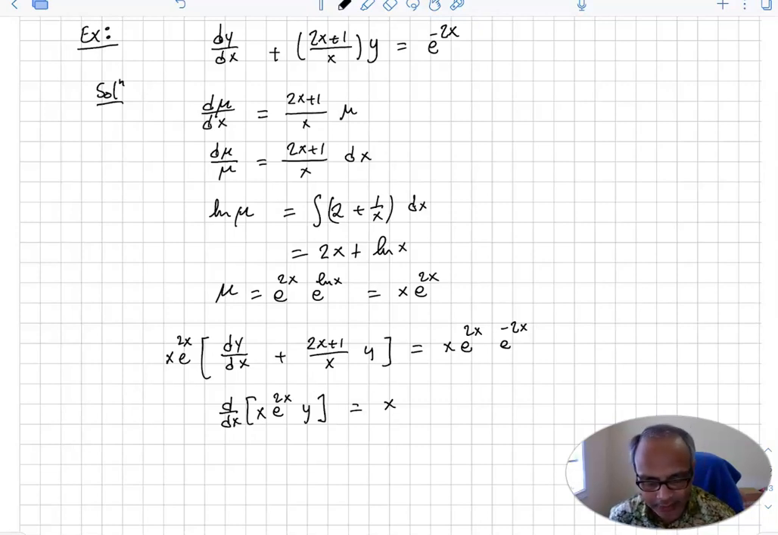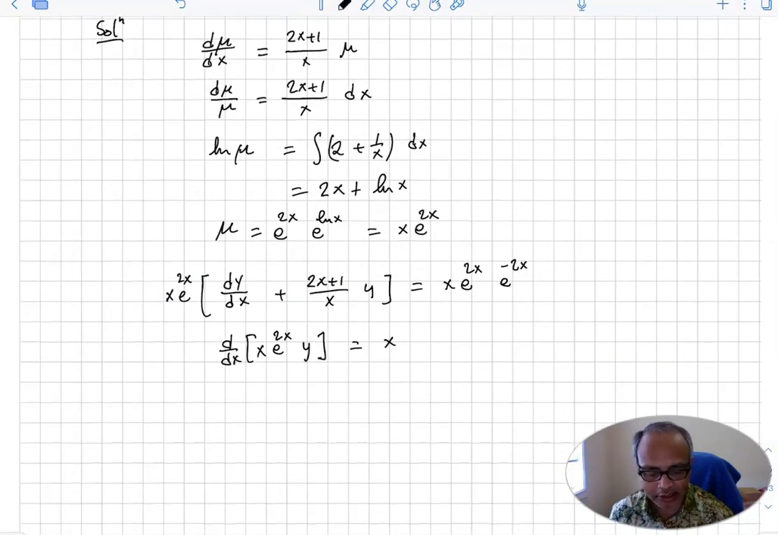You can see here that x e to the power x is the first function. You differentiate y to get dy dx, and then you keep y, and then you have to differentiate x e to the power x to get this quantity times this quantity. So I leave that as an exercise and continue here.